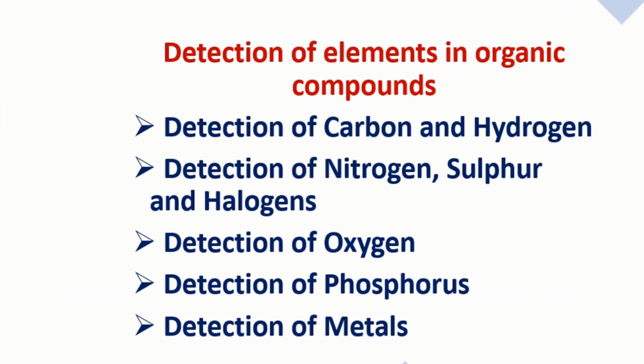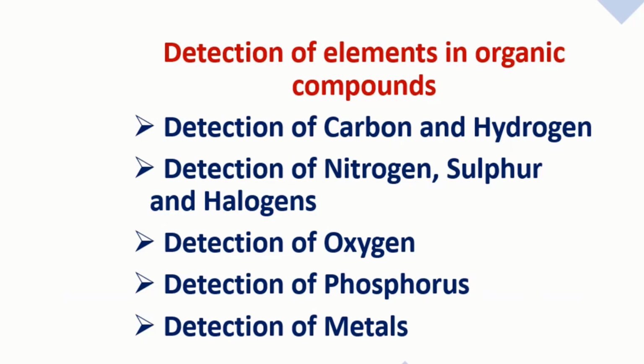So that kind of analysis in which we analyze or identify the elements present in the organic compound is called the qualitative analysis. And then after identifying the elements, we find the quantity, and that analysis is called the quantitative analysis. So this lecture is about the qualitative analysis, meaning we have to identify the elements which are present in the organic compound.